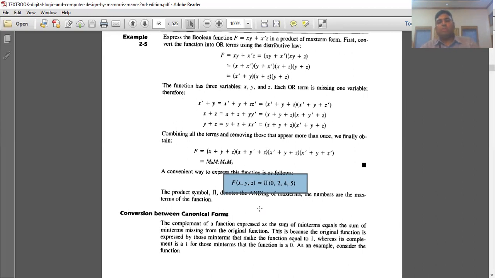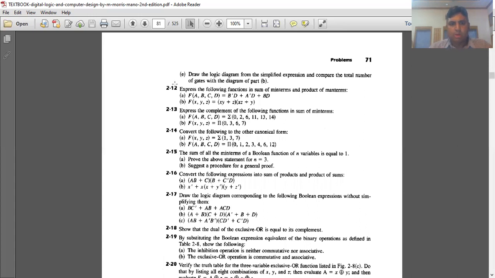So these were the two examples of sum of minterms and product of maxterms. What you can do here is go to the end problems. Here you can see problem 2.12, express the following as sum of minterms. And there is another problem, convert the following expression into sum of products or product of sums. Sum of minterms can also be said as sum of products, and product of maxterms can also be called product of sums. So these are the related problems which we will do in class, and you can do yourself.